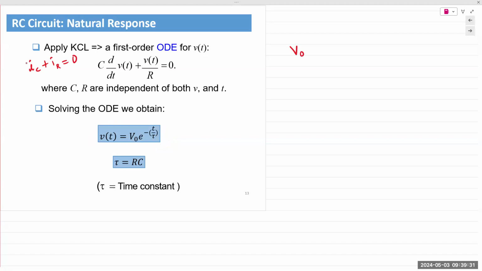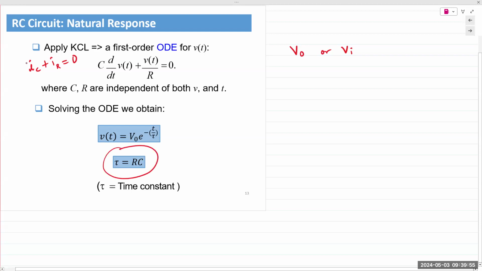It could be V0 or VI. So again, 0 simply means the time you begin analysis. I stands for initial. They can be used interchangeably.